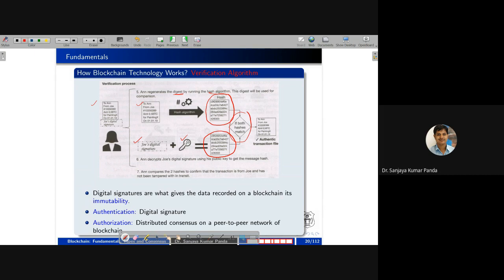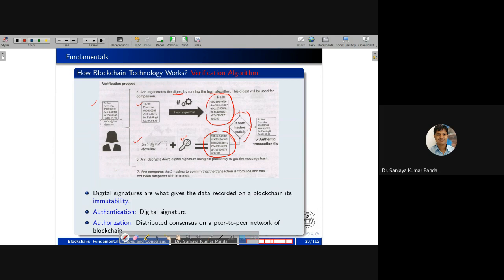So after comparison of these two hashes, we confirm the transaction is from the sender, that is Joy, and she has dispatched the painting. Also, we see that nothing was tampered with in between. If there is any change in between in any network, then you will not get the same hash value. That's why digital signatures are what give the data recorded on a blockchain its immutability. We say blockchain is immutable because by the help of digital signature you are doing this. So if there is any kind of modification, we can easily detect it.